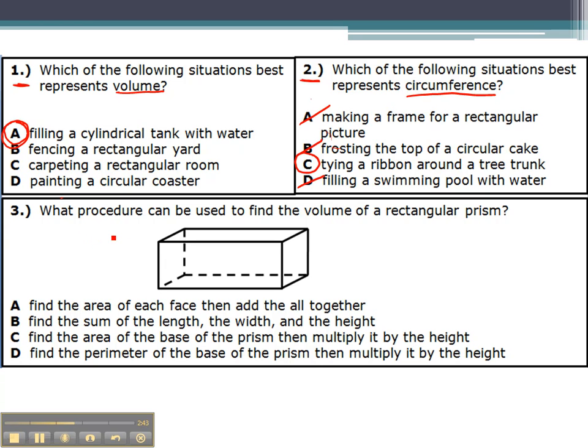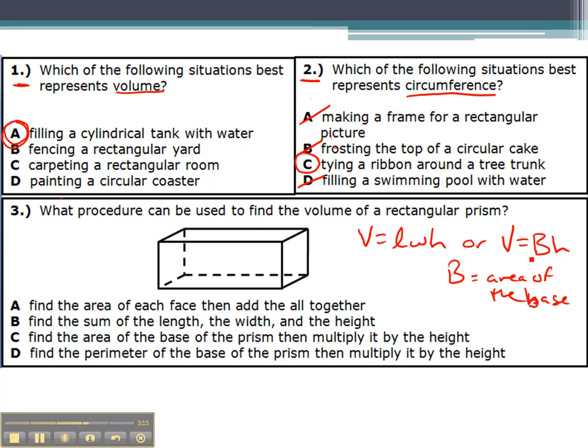Okay, number three, what procedure can be used to find the volume of a rectangular prism? Now you can look at your math chart and get the formulas for volume of a rectangular prism. The first formula they give you is length times width times height. The second formula they give you is volume equals big B times H. Remember, big B means area of the base. And that formula works for rectangular prisms, triangular prisms, and cylinders.